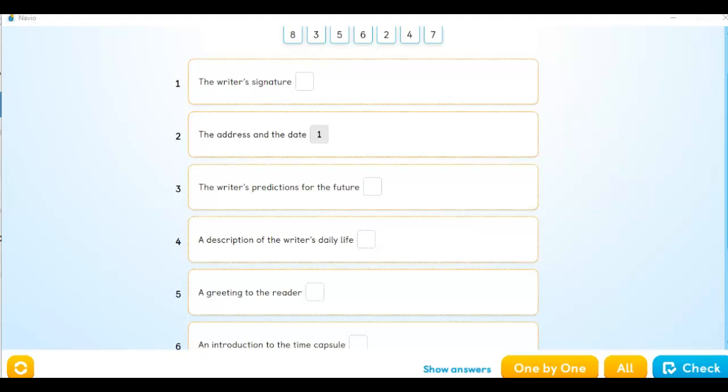Hello, year six. We are now correcting the exercises, the homework of lesson six. The exercise that you had to do. These are the answers. Please correct them.